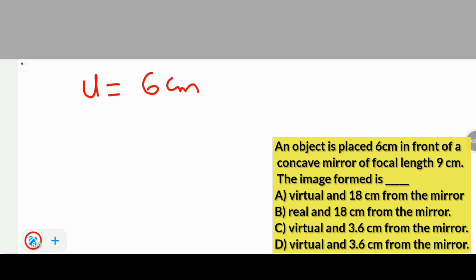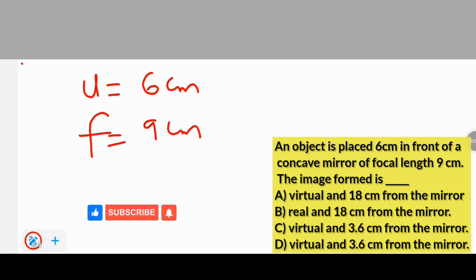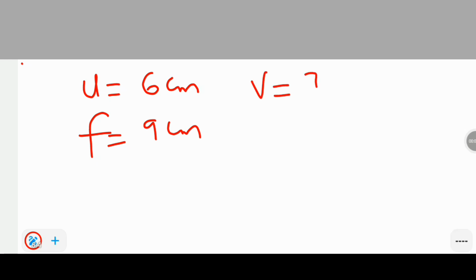Then the focal length is 9, that is, f is 9 cm. So what they want us to do is to find the position of the image. Then from there, maybe we can get the properties of the image formed. So let's find v. We're going to use the mirror formula.